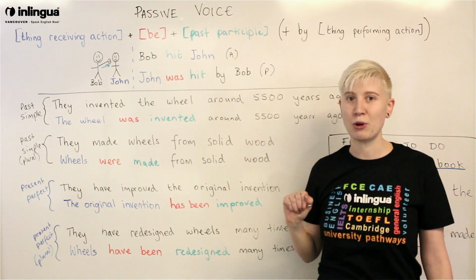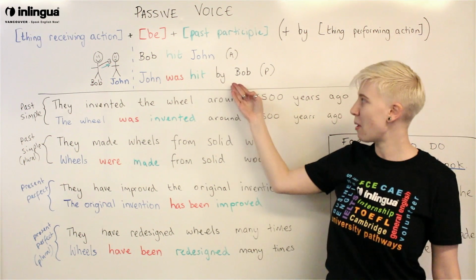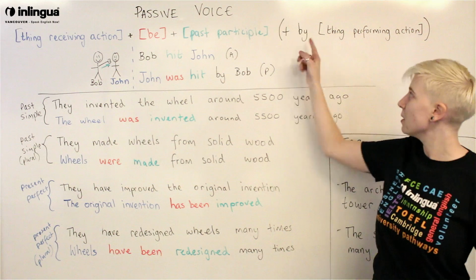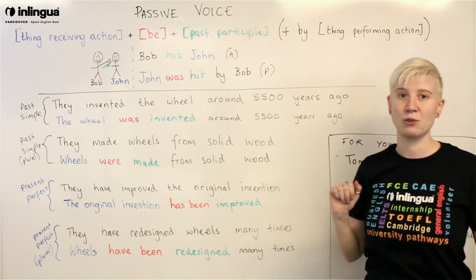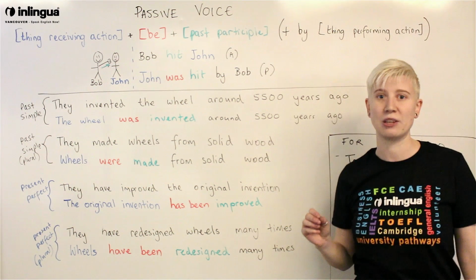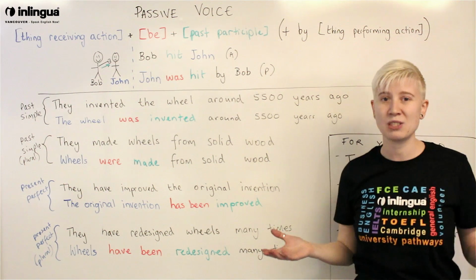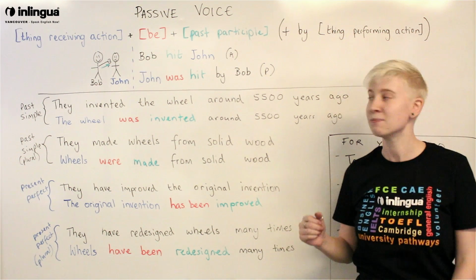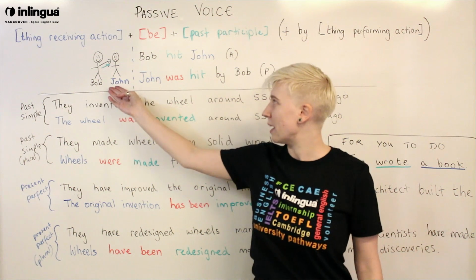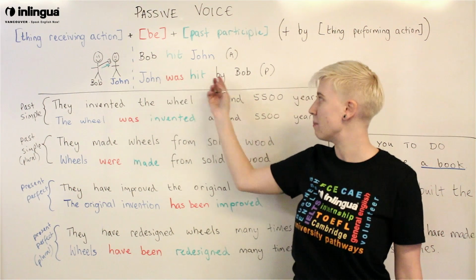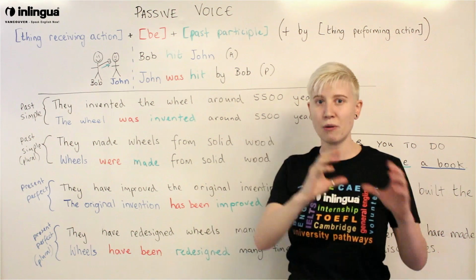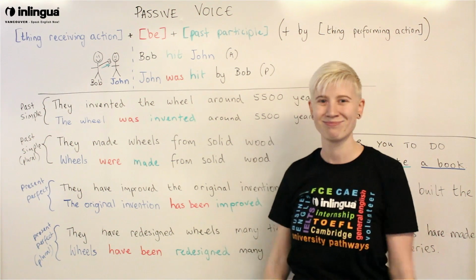This is a passive voice sentence. You can see by Bob is in black. And if you look at my form structure up here, I put brackets around the thing performing the action. That's because sometimes it's not important and we can remove it from the sentence entirely. So Bob hit John. John was hit by Bob. Two sentences with the same meaning but a different focus on the action.